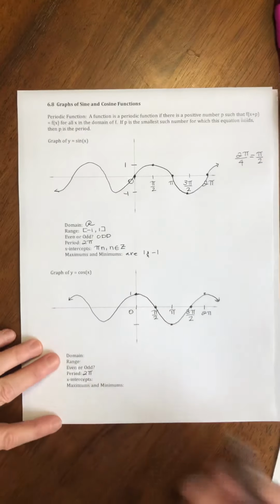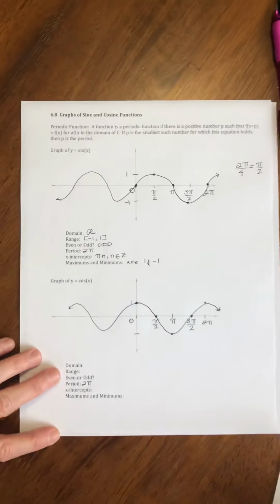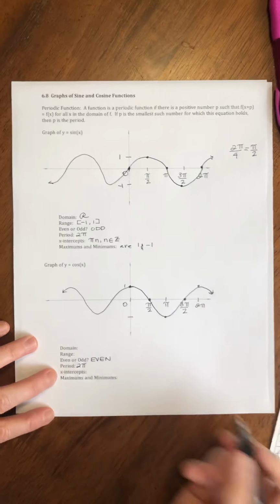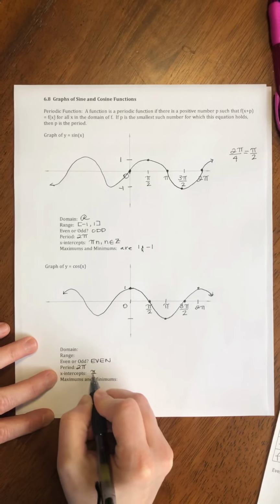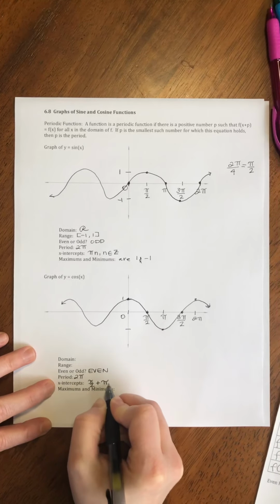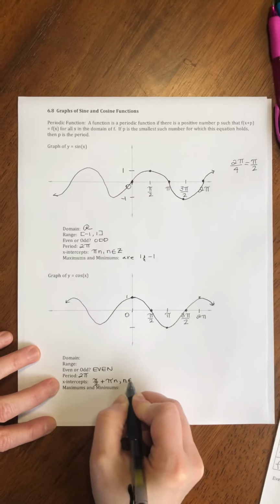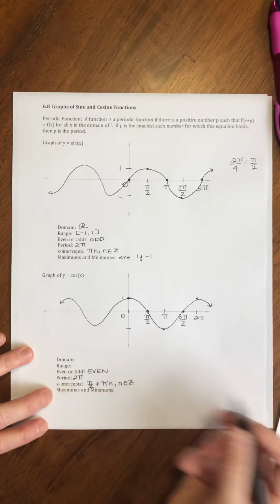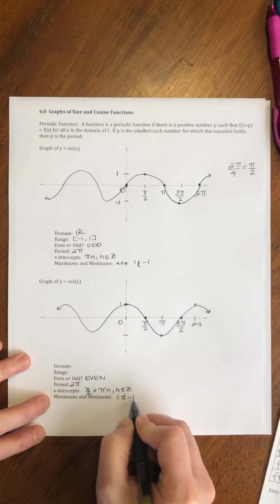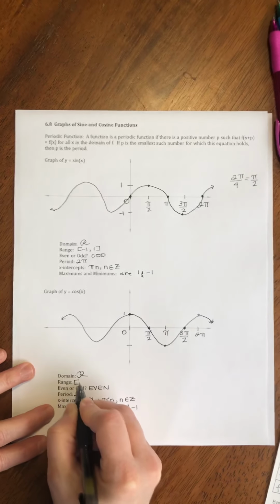So for the cosine function, the only thing that's different is that it's an even function, and its x-intercepts are pi halves, which is the first one, plus half the period n. And the maximums and minimums are still -1 and 1. So domain all real numbers, range -1 to 1.